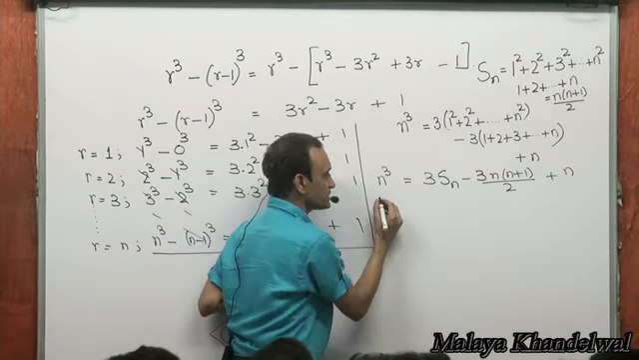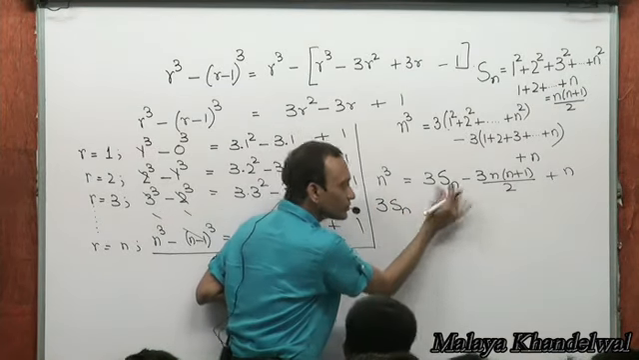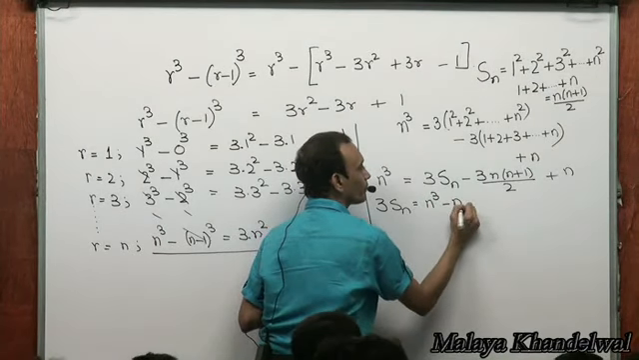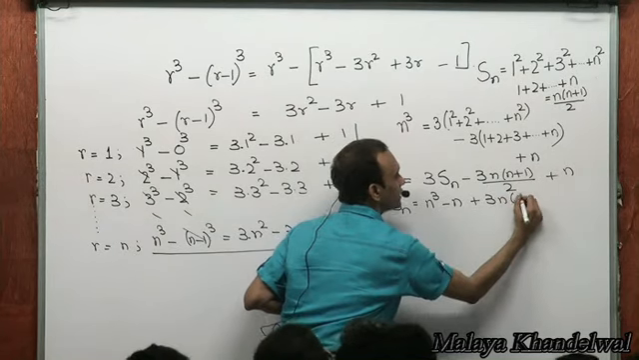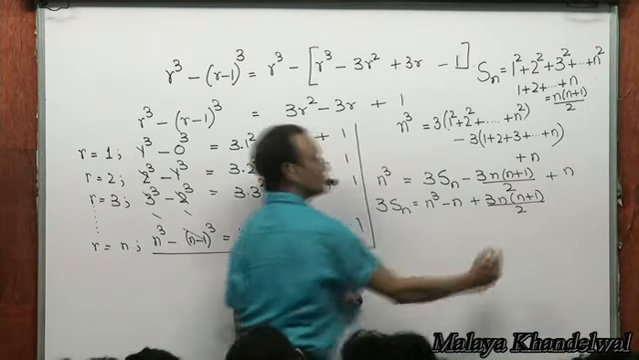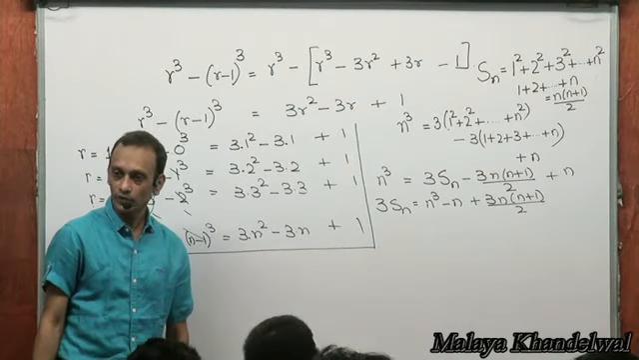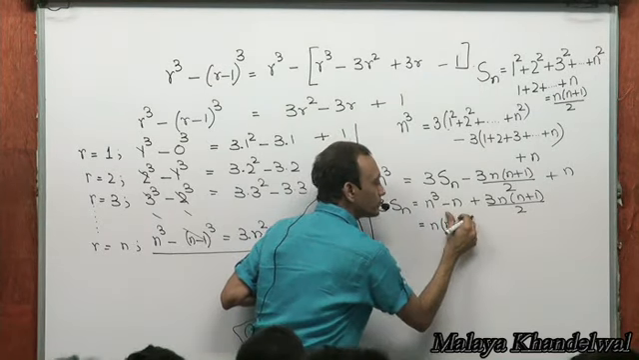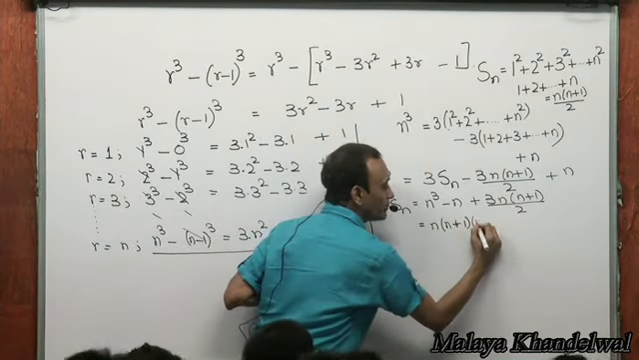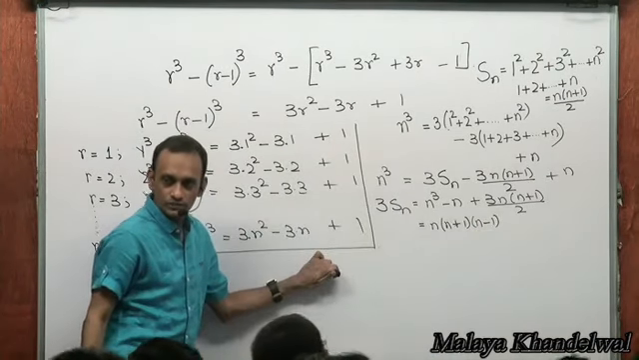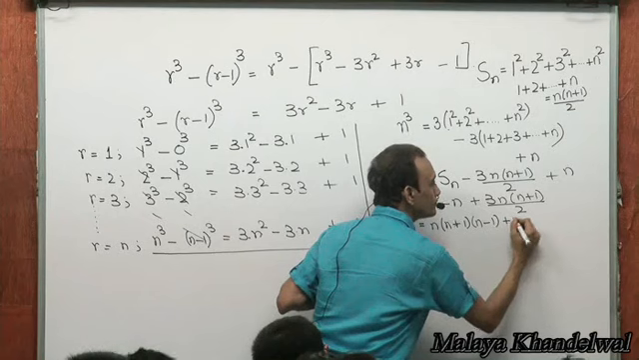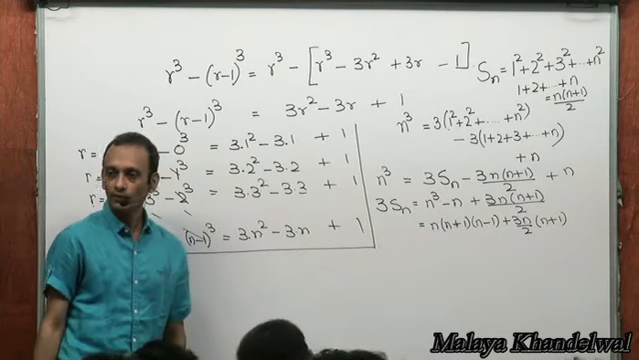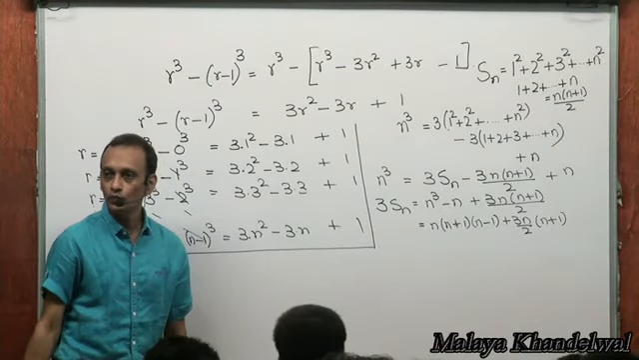Now if you simplify matters here, 3 times Sn is n cubed minus n plus 3n into n plus 1 by 2. Which is like n into n squared minus 1. That means n into n plus 1 into n minus 1, plus 3n by 2 into n plus 1. Yes or no? Do you realize that?